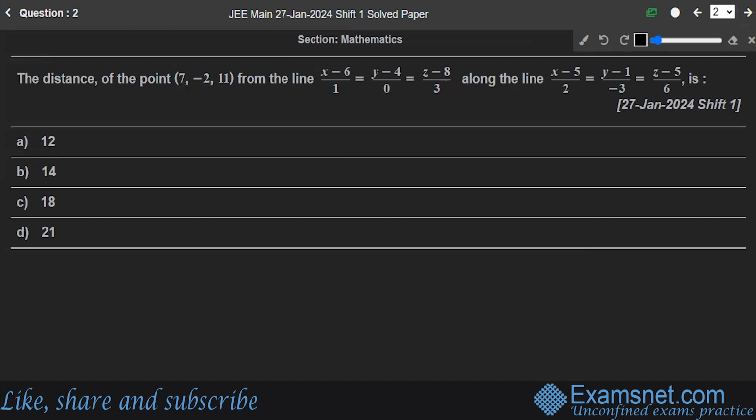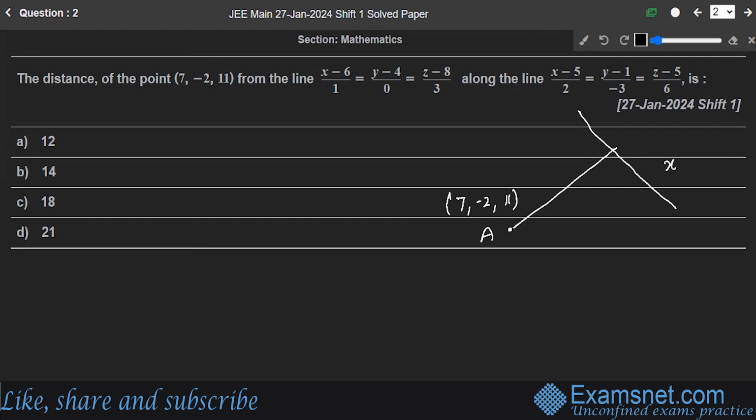Next is question number 2. The distance of this point from this line along this line is. Okay, so here, let's see, this is the point, let this be the point A. You have to find out the distance of the point 7 minus 2, 11 from this line.